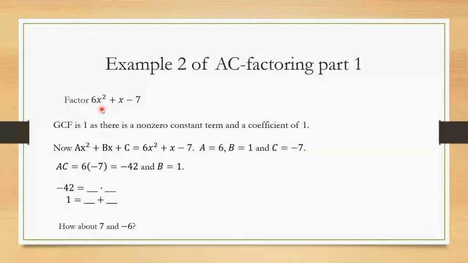So we have 6x squared plus x minus 7. We're going to factor this thing out. Okay. Now, first, again, we have a coefficient of 1, right? We have a non-zero constant term. So that tells us, again, that the GCF has to be 1. We've seen that before. Today, actually, we've seen it as well. Okay. All right. So this is the trinomial we're dealing with, right?